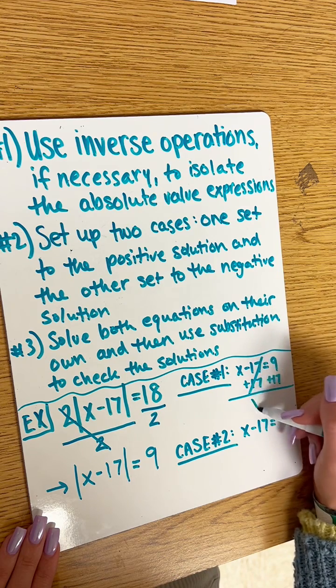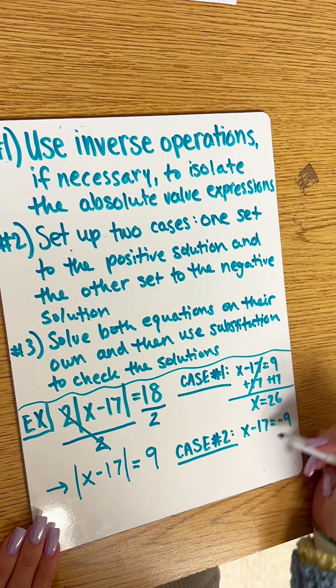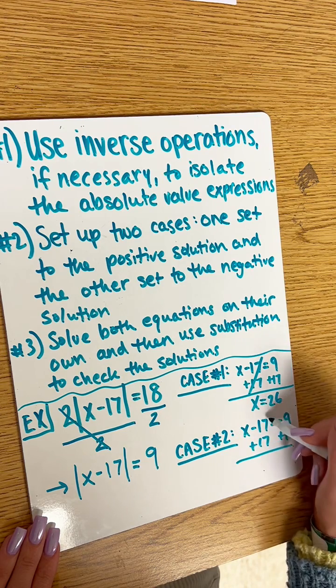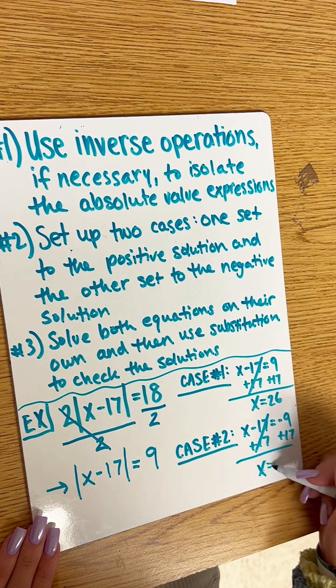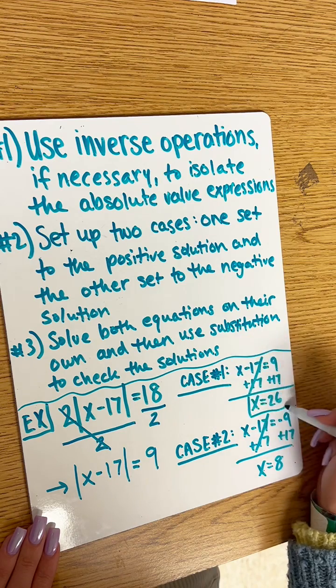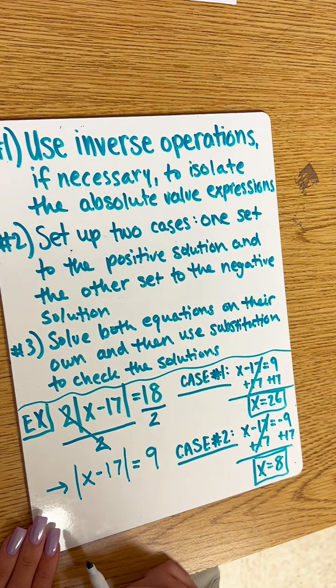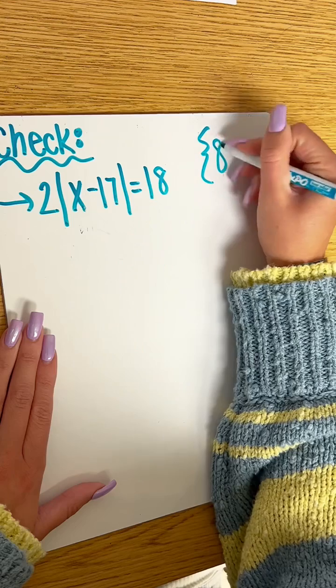At this point, I literally just use inverse operations to get x by itself. Since I have x minus 17, I'm going to get rid of that by adding 17. And what you do to one side, you do to the other. From here, I'm going to get 2 solutions, x equals 26 and x equals 8.